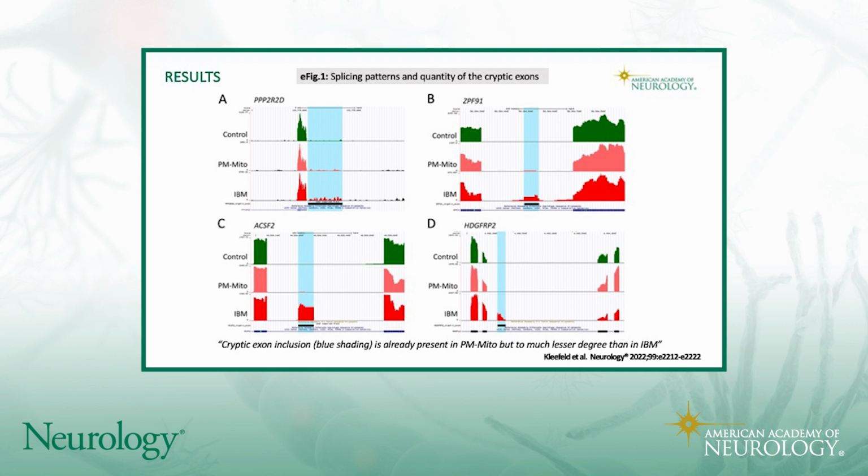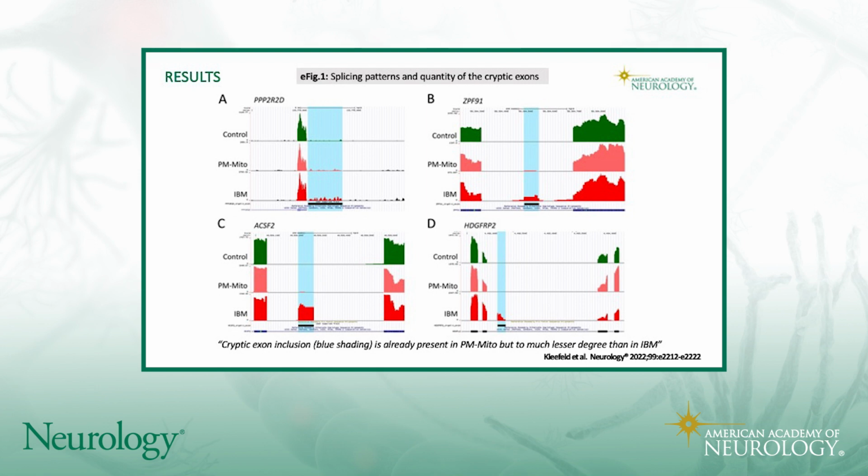But the authors of this paper want to see if they see the same also in patients that are classified as PM-Mito. So in supplementary figure 1, they show these 4 genes, and we need to focus on the blue shading for each of these genes, because this is the region of the cryptic exon. You can see for IBM patients the high presence of the cryptic exons in these muscle biopsies, and then for PM-Mito patients, you can see that there is a little bit of the presence of these cryptic exons in the muscle biopsies.